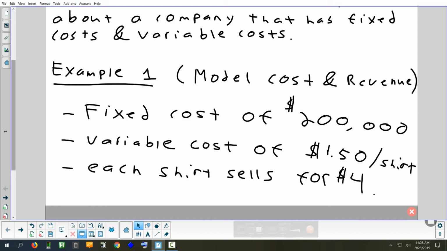So we want to make sure we understand the difference between cost, revenue, and profit. So cost is how much money the company spends to do what they do. Revenue is how much money they bring in. Profit is the difference between the two. If you take your revenue minus your cost, if it comes out positive, then you made profit. If it comes out negative, you didn't.